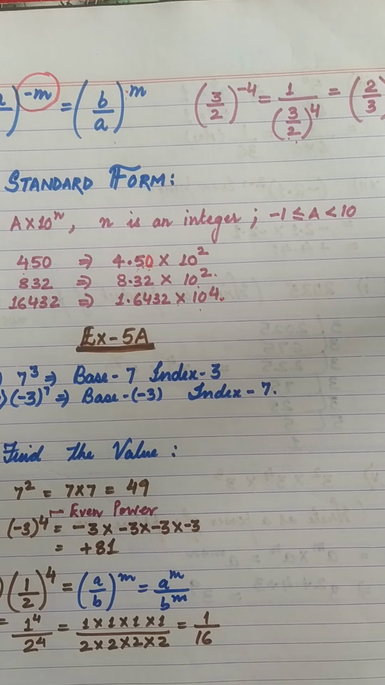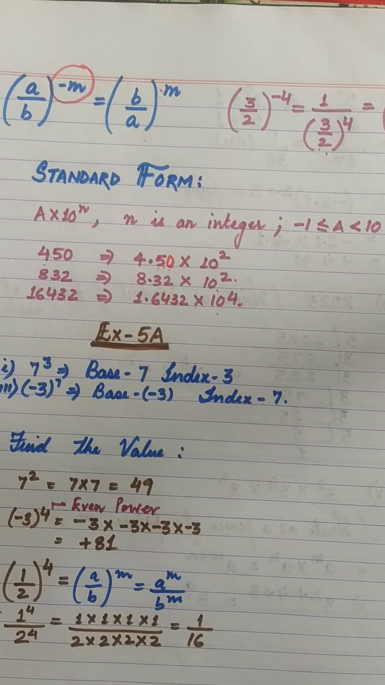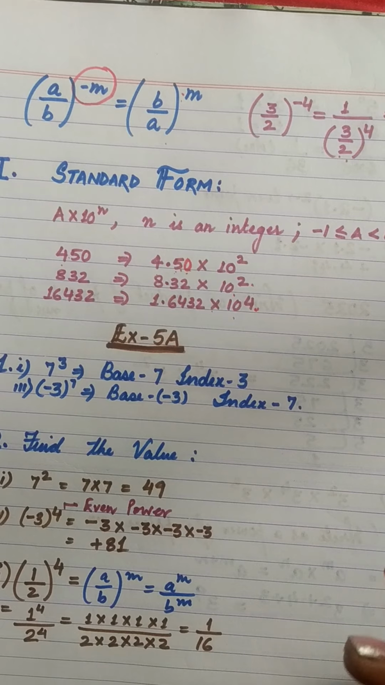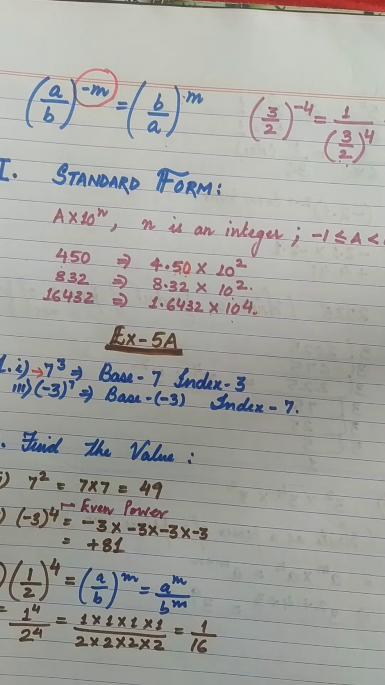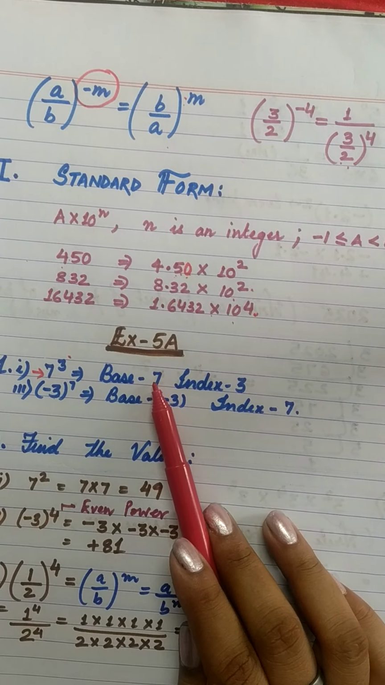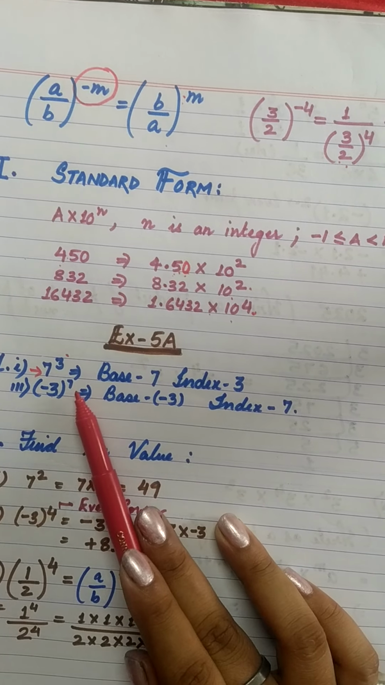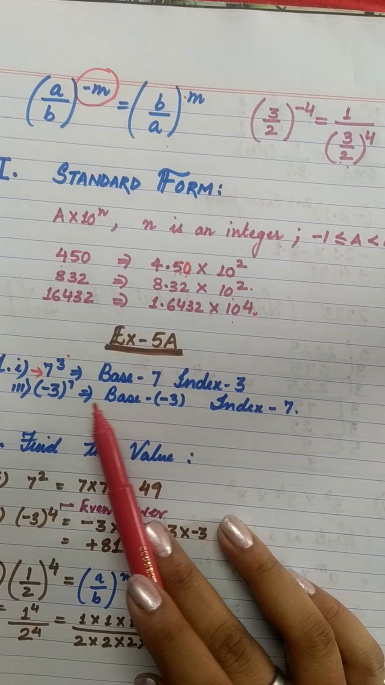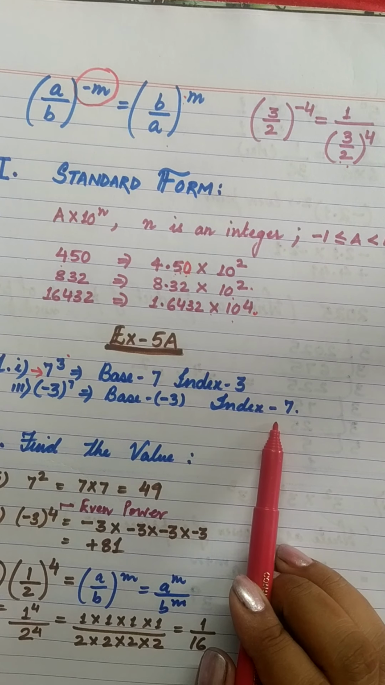So with this, the laws are done, children. Please go through all the laws again. Let us start with exercise 5a. The first question says to find out the index and the base. So first question, first part is 7 to the power 3. Children, you know that this is the base which is being multiplied and the power is the index. So base is 7 and index is 3. Third bit, minus 3 to the power 7. So here minus 3 will be the base and 7 will be the index.